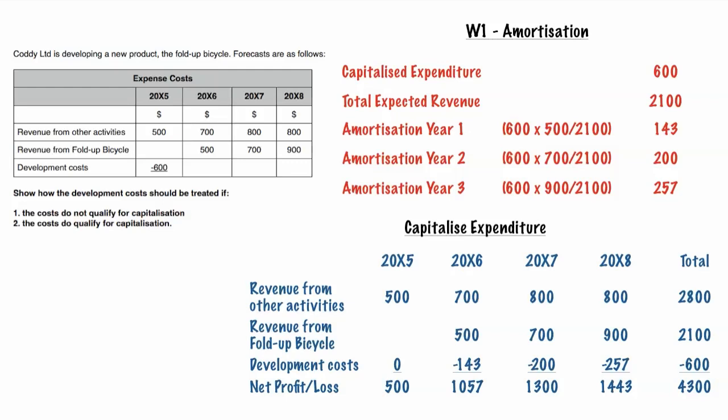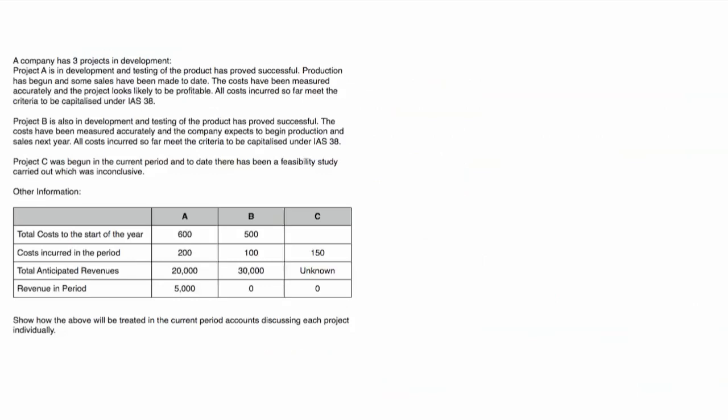Okay, so you should now understand how you go about amortizing the capitalised expenditure. What I want you to do is have a go at illustration 3. So it looks like this. There are 3 projects. You need to decide, number 1, are you going to capitalise them? And number 2, are you going to amortise them? So what I want you to do is show how that will be treated in the current period and discuss each project as to whether it's going to be capitalised or not. So pause the video now and have a go at that.